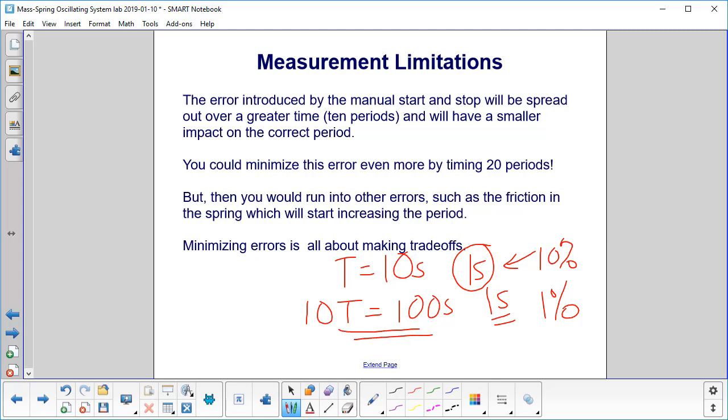You can actually minimize this even more by timing 20 periods. But then you run into other errors, such as the friction in the spring, which will start increasing the period, and we're not taking that into account. We're ignoring friction again. So the point is, minimizing errors is all about making trade-offs between the friction force in this case and your timing issues here.